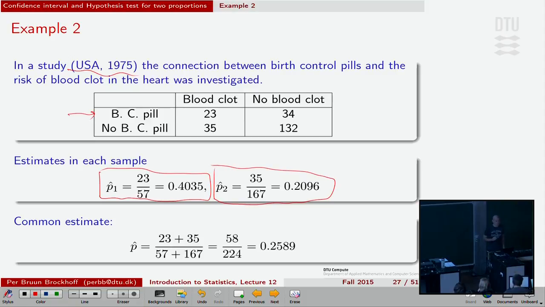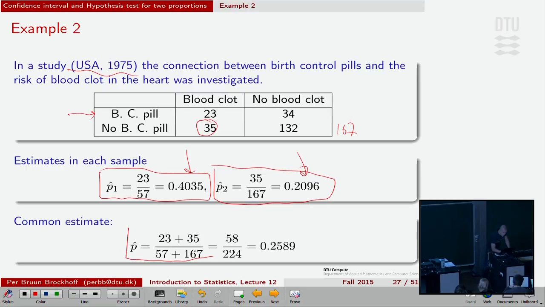If you don't use them for this particular case, what's the risk? 35 got sick out of the 167. So I have the two different risks. P1 hat and P2 hat, 40%, 20%. Are those statistically different? They appear to be, but I only have 57 in the one patient group and 167. Is this large enough to be significant?